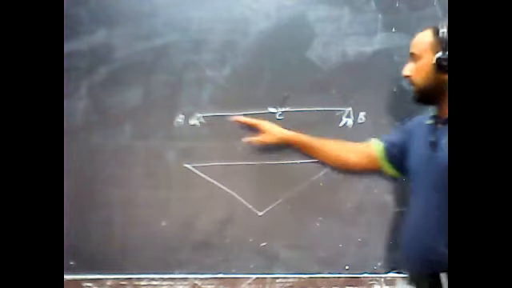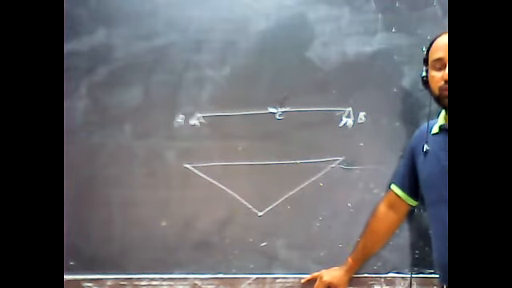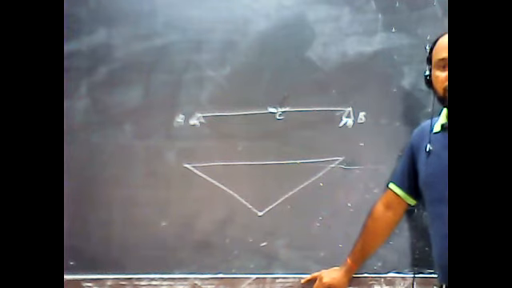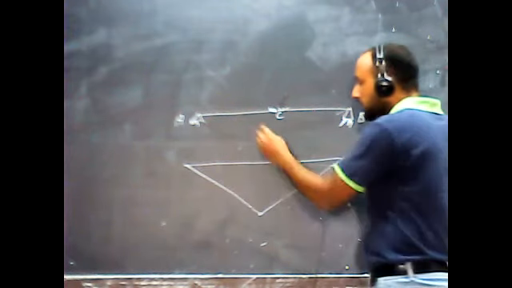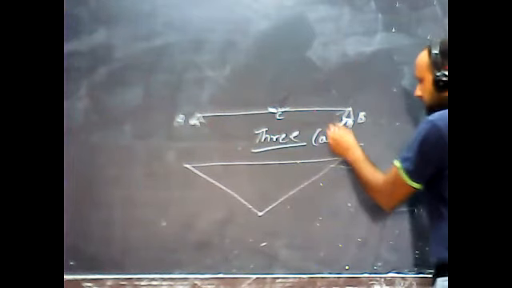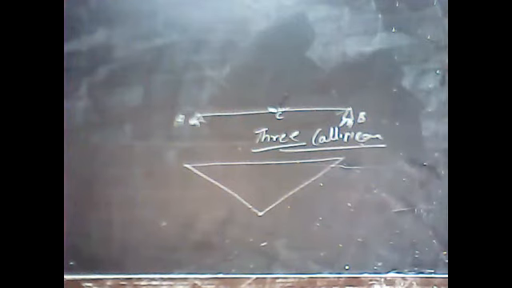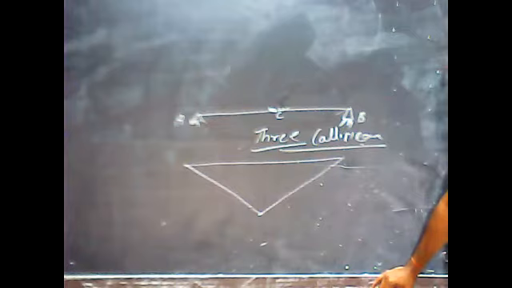The condition is that there should not be collinear hinges in a single line. There should not be three collinear hinges. To make a structure internally stable, the minimum condition is that there should not be collinear hinges. Three collinear hinges should not be there.